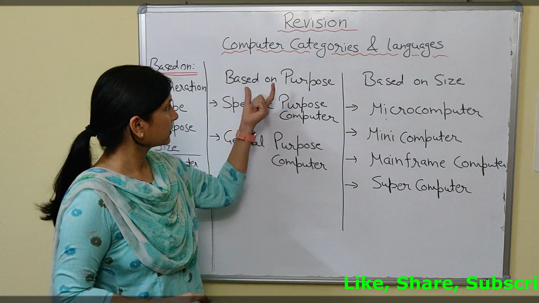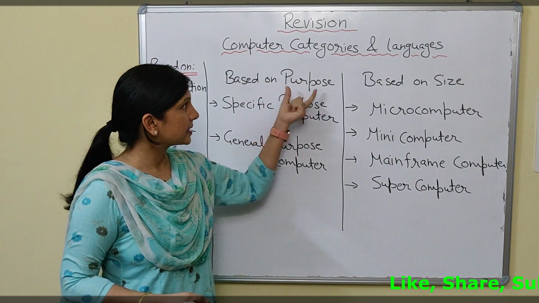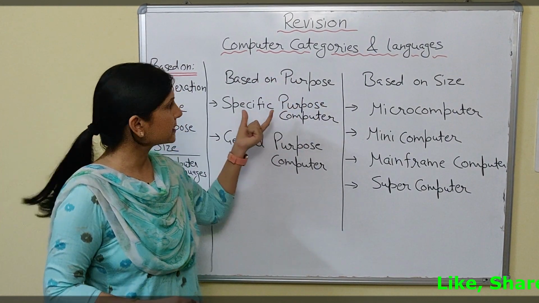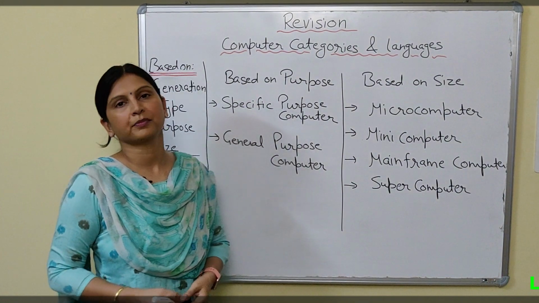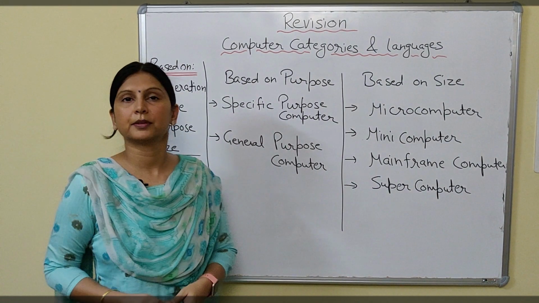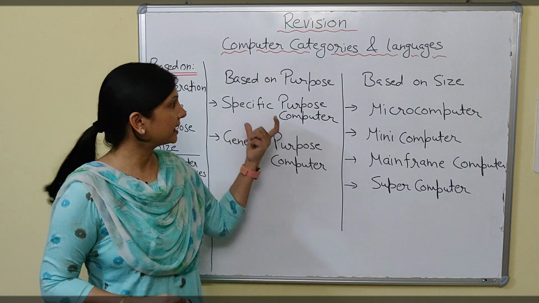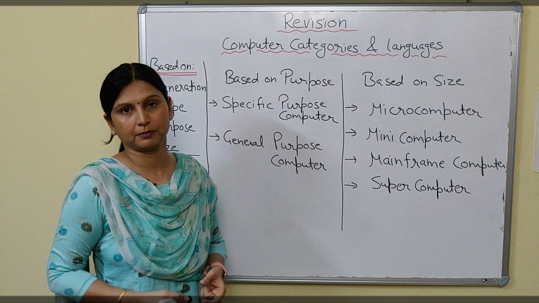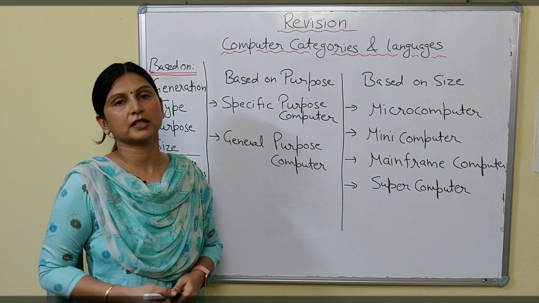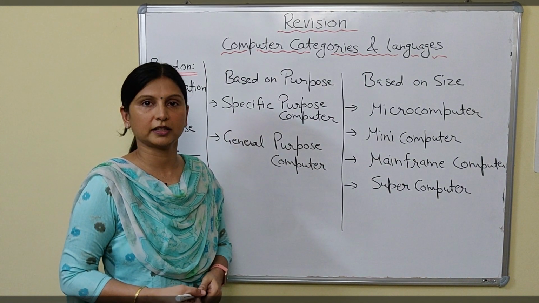So let's start. Computers are categorized based on purpose. There are two types of computers based on purpose. First is specific purpose computer and the second is general purpose computer. As the name indicates, specific. Specific means these are designed for some specific purpose, and these types of computers are dedicated for one task only.